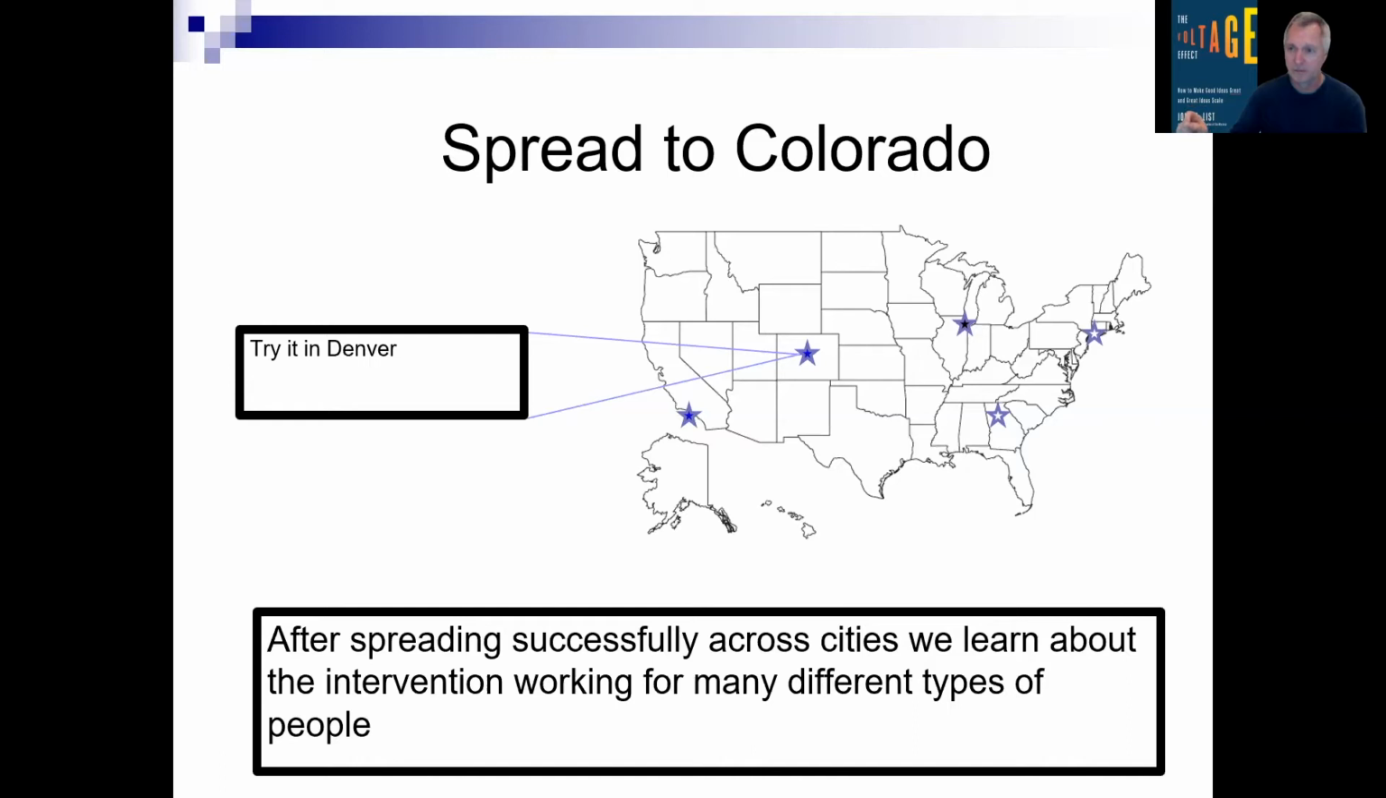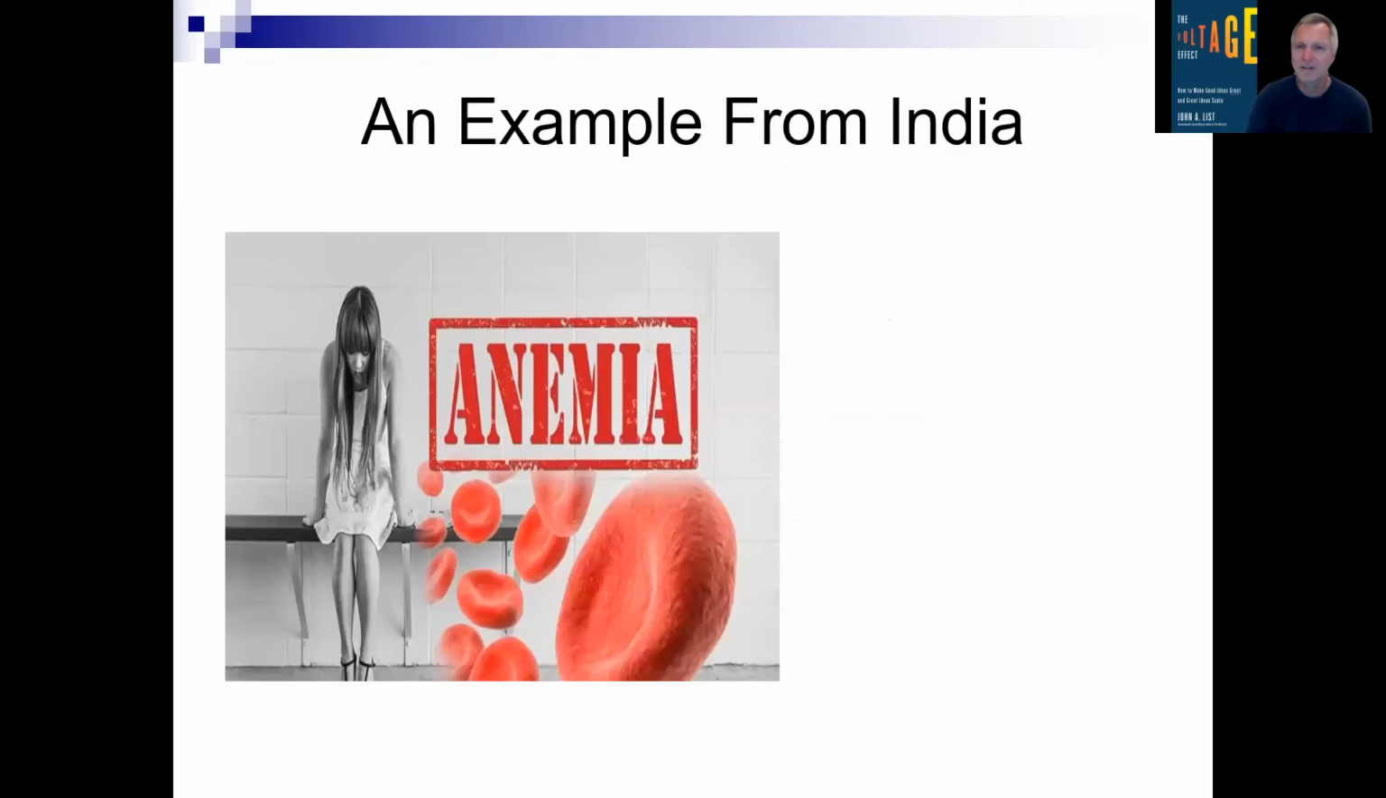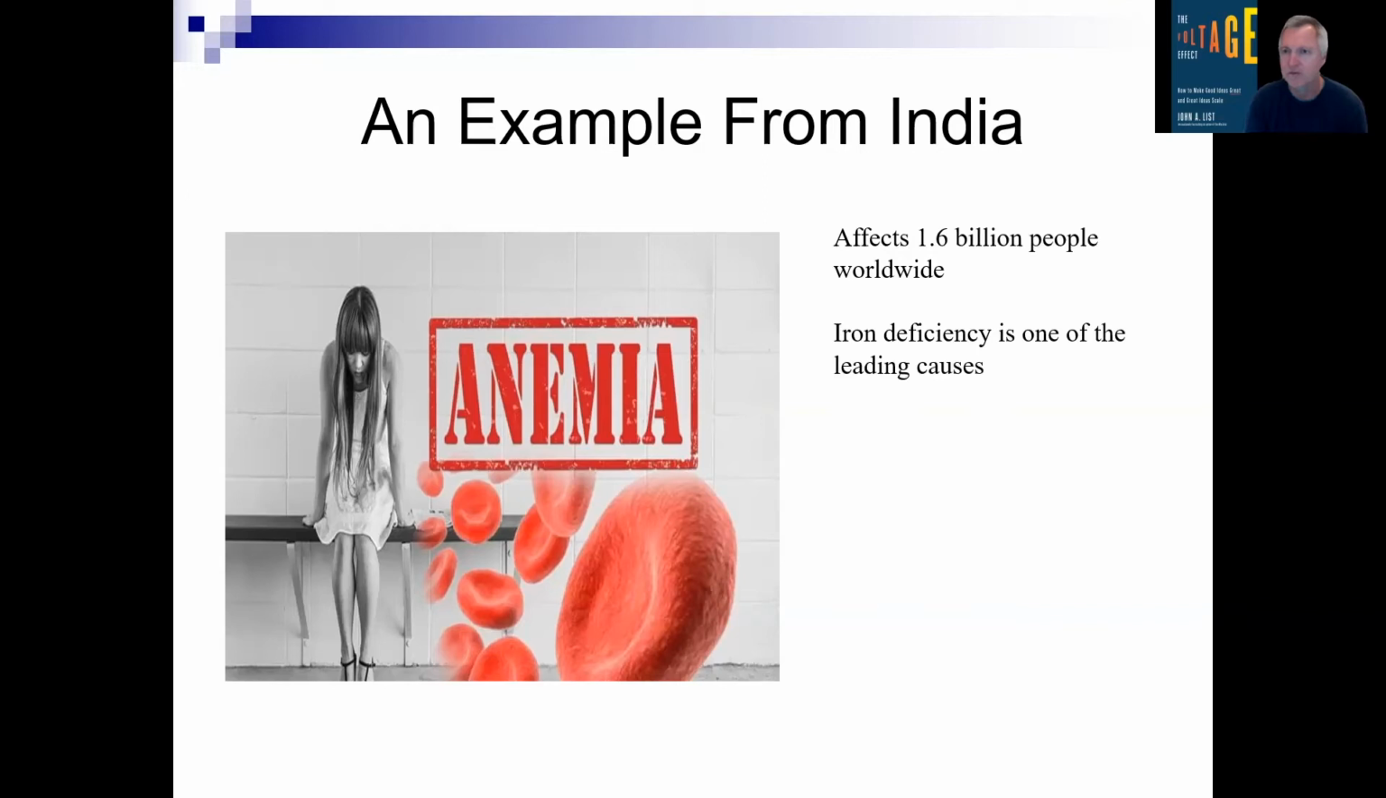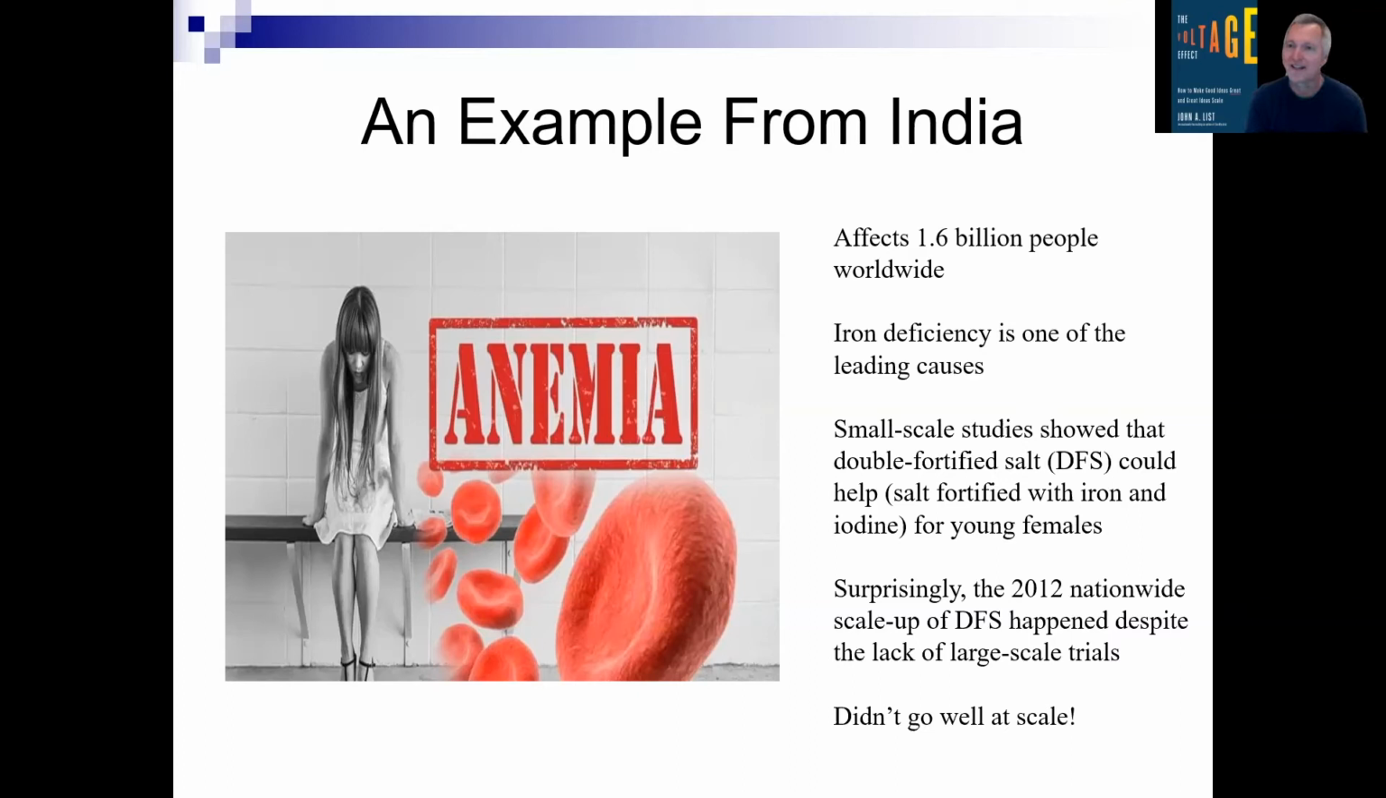Now you can say, well, how often does this happen? Let's talk about an example from India. This is a famous example about anemia. Look, anemia is a big problem. In fact, some experts say 1.6 billion people worldwide. Iron deficiency is the leading cause of anemia. So what's really interesting, about 15 years ago, some small-scale studies showed that double fortified salt could really help for young females. Okay.